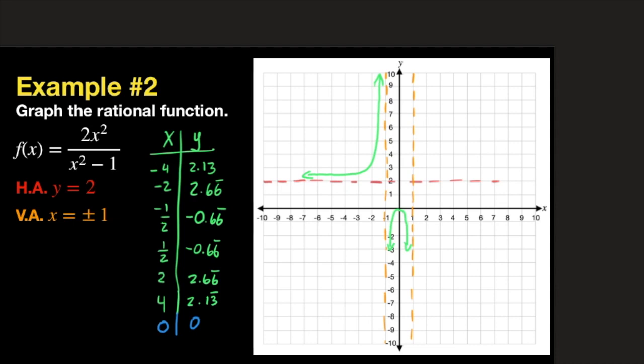And then if you pay attention to the right side, these numbers are getting smaller, but they're also above the horizontal asymptote. So it's going to be like an exponential decay graph.